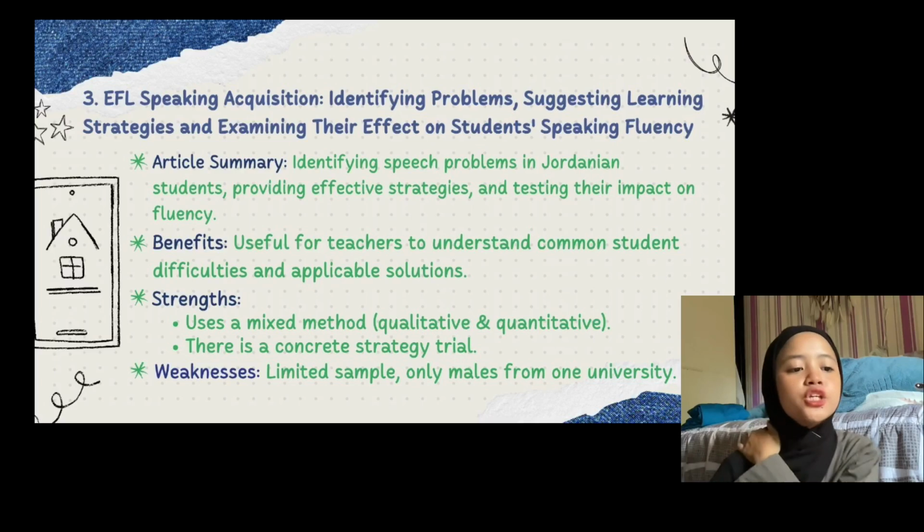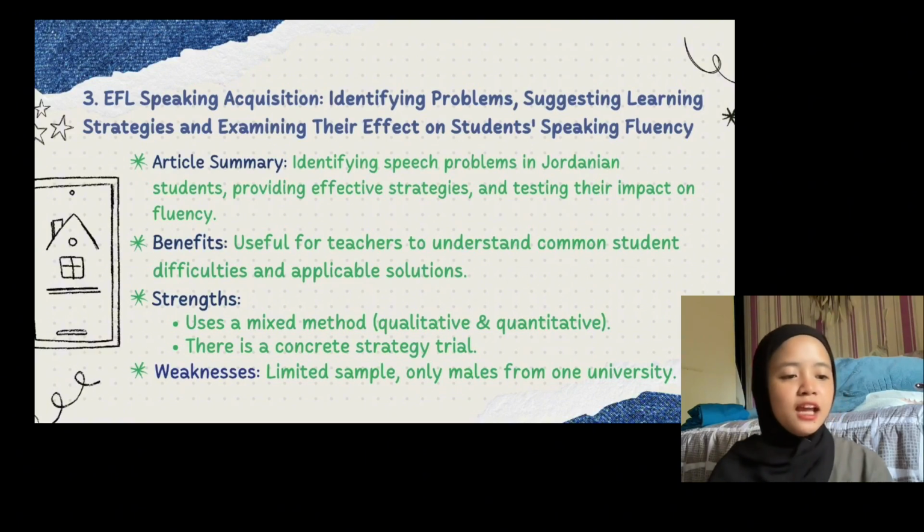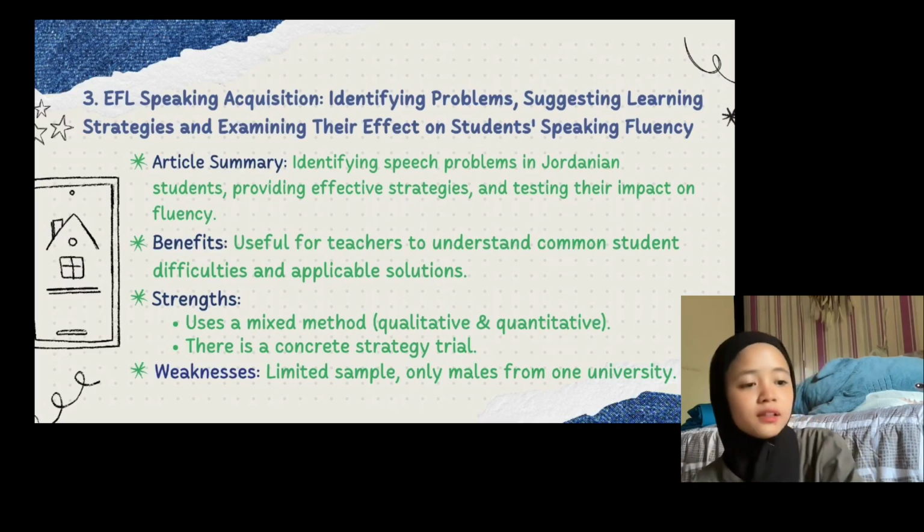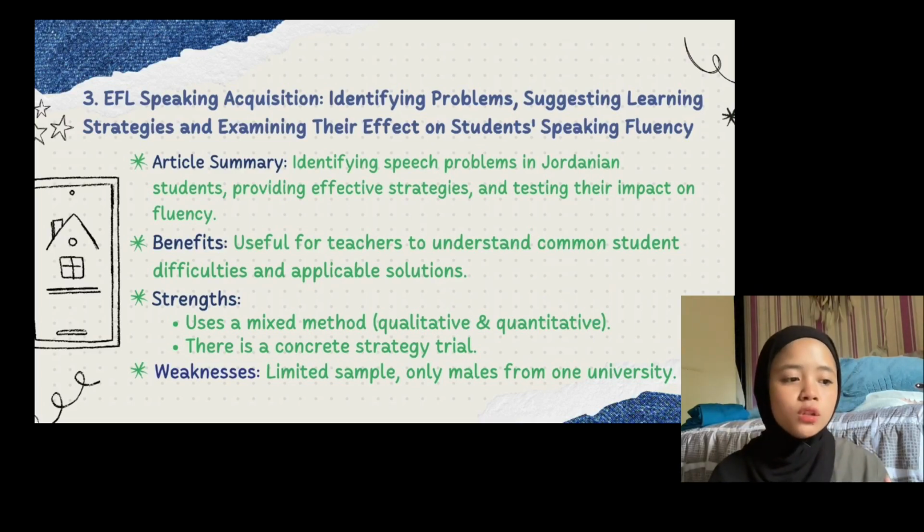And the strengths are that it uses a mixed method. This article uses qualitative and quantitative methods, and also there is a concrete strategy trial. And then the weakness of this article is a limited sample, so it only includes male students from one university in Jordan. Okay, so I think that's all from this article. Let's move to the fourth article.